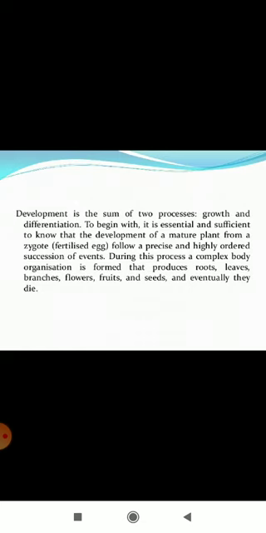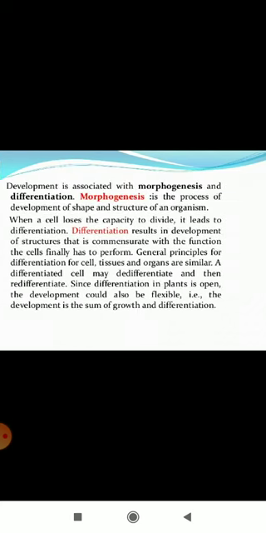The differentiation leads to the development of fruits, flowers, and all those things, and eventually these organs of the plant die. Now, this development is associated with morphogenesis and differentiation. Morphogenesis simply means the formation of organs, formation of a plant body. It is development of shape and structure of an organism. When a cell loses the capacity to divide, it leads to differentiation. Now, I have already talked about that differentiation means the maturity. It happens when a cell matures and it attains a specific function, that is differentiation.